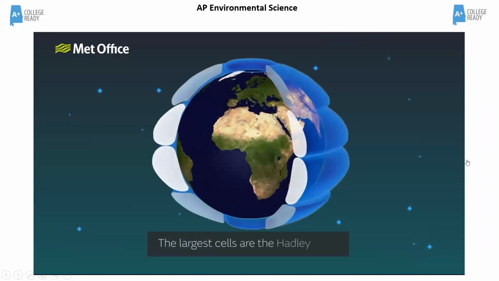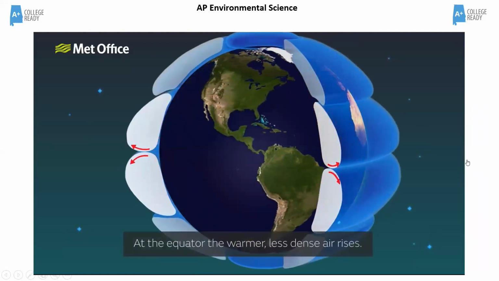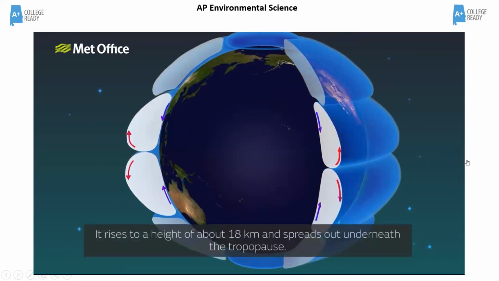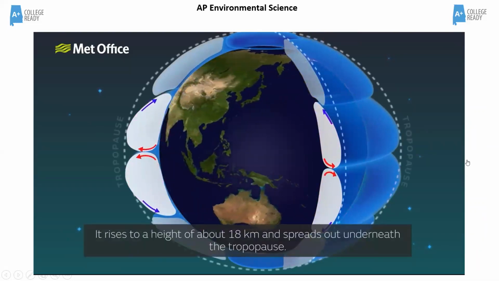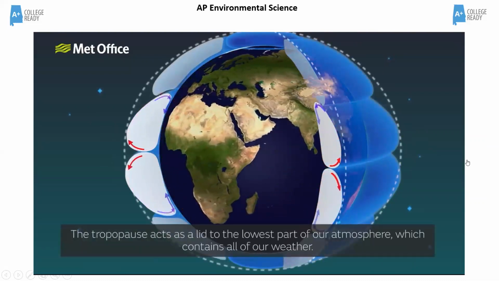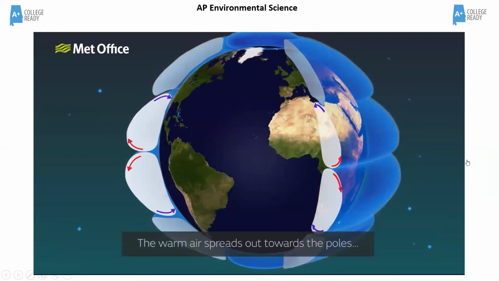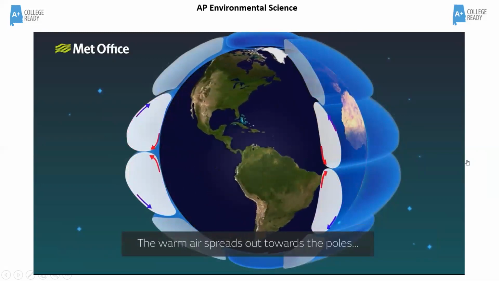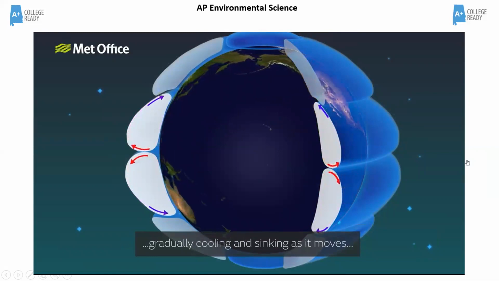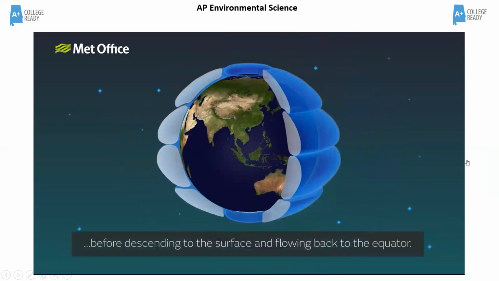The largest cells are the Hadley cells. At the equator, the warmer, less dense air rises. It rises to a height of about 18 kilometers and spreads out underneath the tropopause. The tropopause acts as a lid to the lowest part of our atmosphere, which contains all of our weather. The warm air spreads out towards the poles, gradually cooling and sinking as it moves, before descending to the surface and flowing back to the equator.